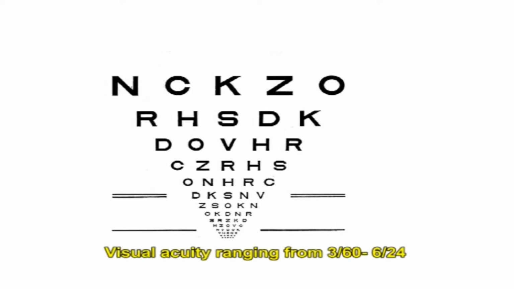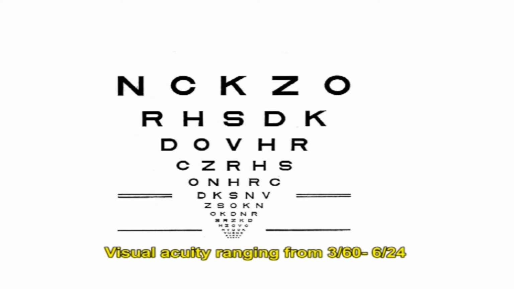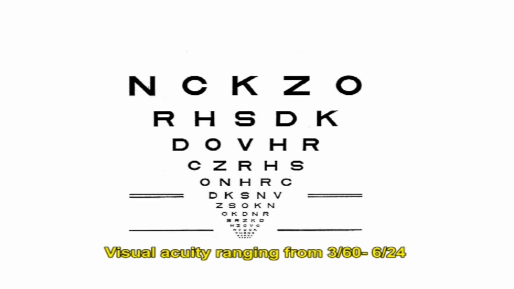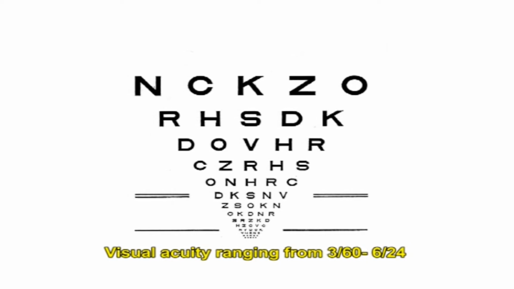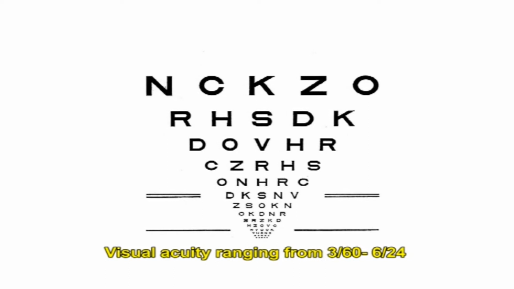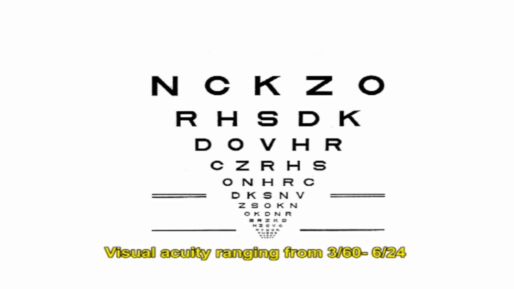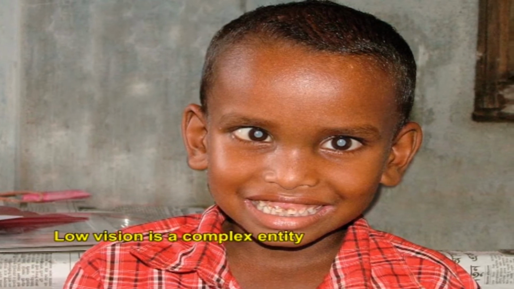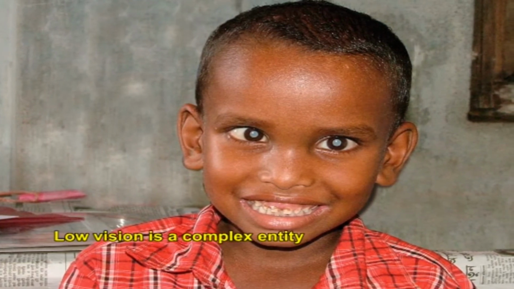The children in group 5 have visual acuity ranging from 3/60 to 6/24. The children in group 5 have moderate to significant residual vision. In this group also, each child with a learning problem needs a thorough assessment. Low vision is a complex entity. It includes a number of visual problems.